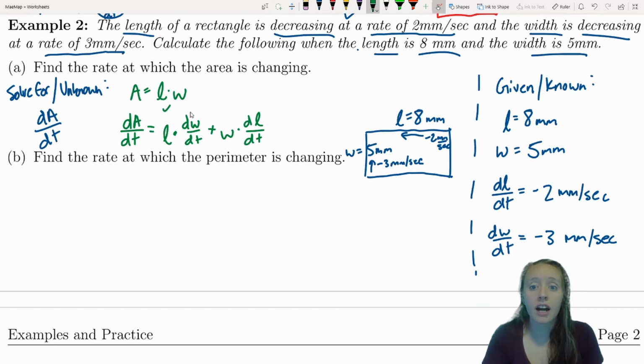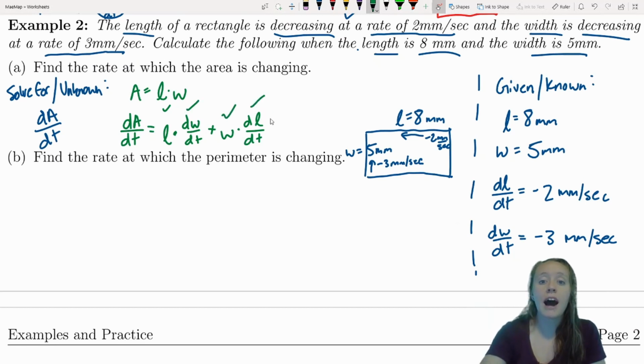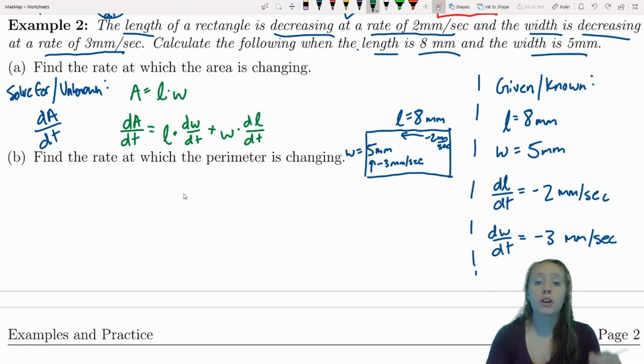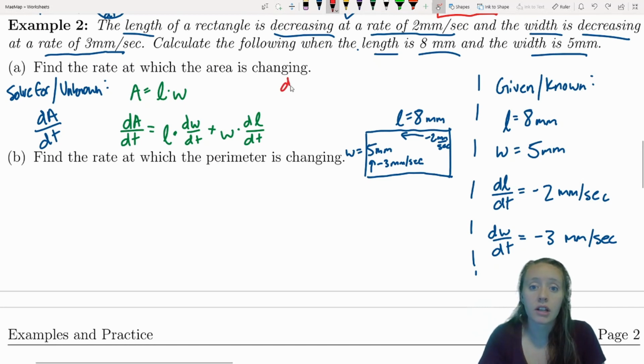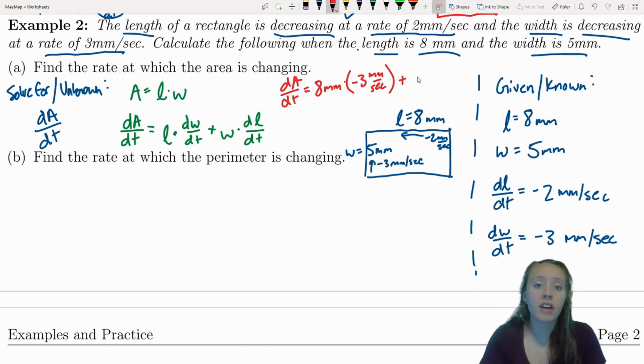I know my length, I know the rate my width changes, I know my width, and I know the rate my length changes. I know everything in order to solve for dA dt. So I'm going to plug all of that right on in. So dA dt is going to be equal to 8 millimeters times dw dt, which is a negative 3 millimeters per second, plus my w, which is 5 millimeters, times my dl dt, which is a negative 2 millimeters per second.